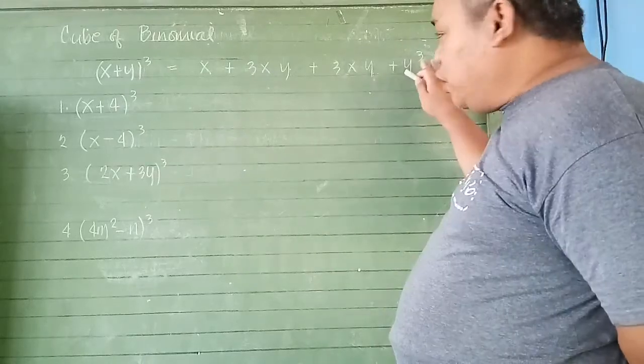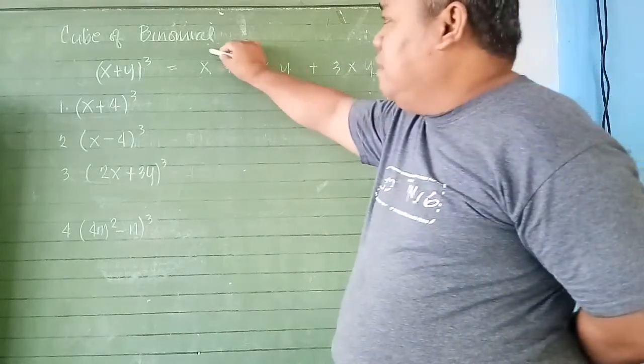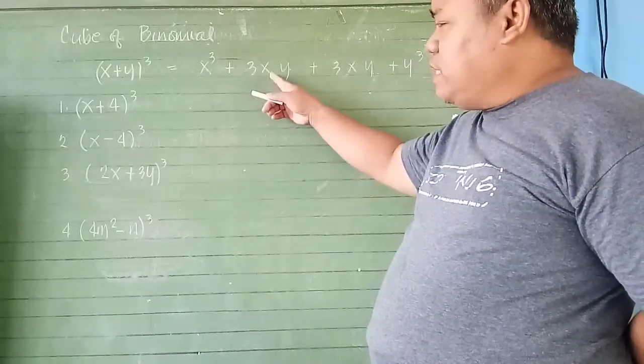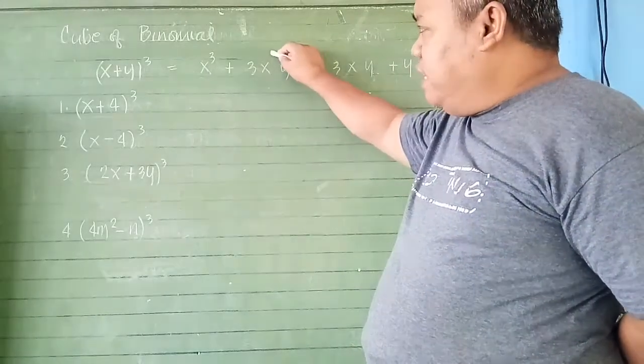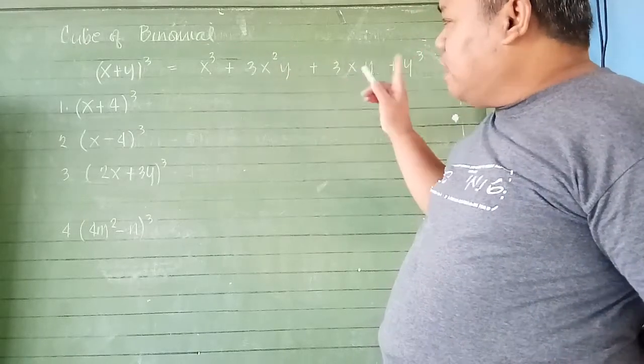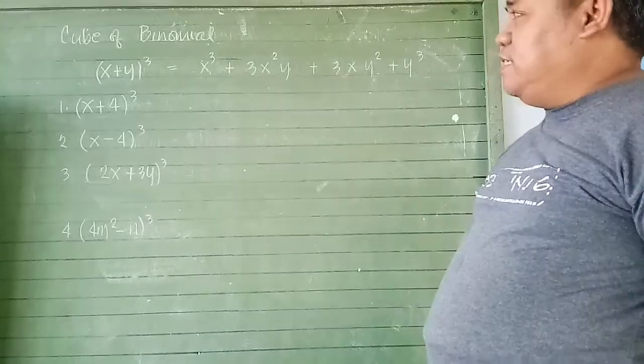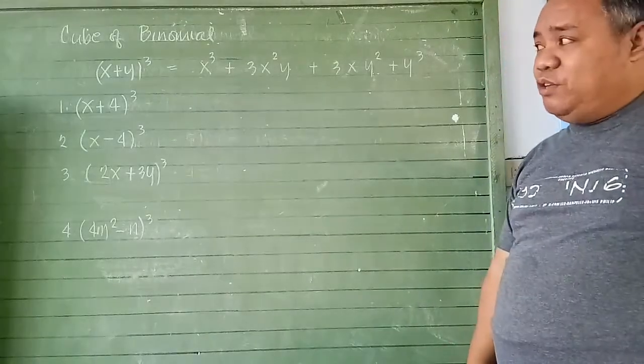Now, you cube the last term and you cube the first term. Now, what else? You square the x here, and transfer yung y, yung square sa y naman sa susunod. So that will be the pattern that we're going to use.